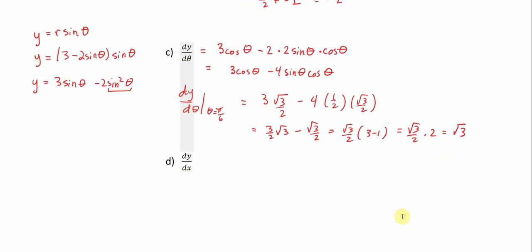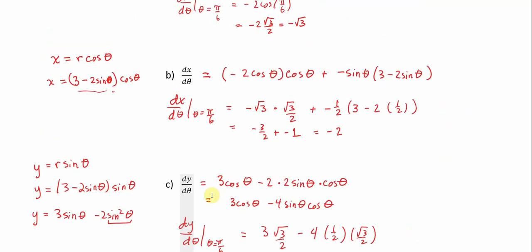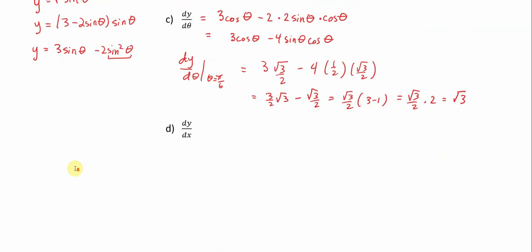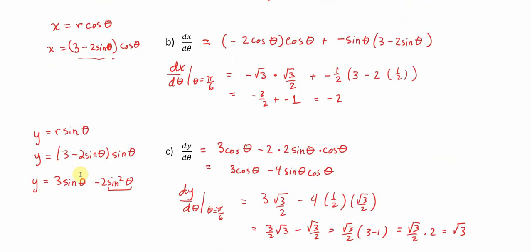What about dy dx? Okay. How do I do that? Well, there's a couple ways we could approach this. We could set up some sort of equation. We could take x here and solve for r and then plug that into here so we get y in terms of x. But if you think about this a slightly different way, notice here that y, we'll go with this equation here, we have y in terms of theta, and this equation here we have x in terms of theta.